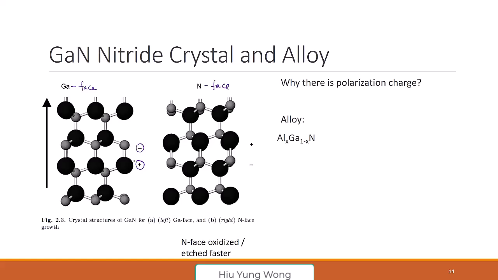What is this? Do you remember what this is? When you have this plus and minus, what do we call it? Polarization. Polarization. And before that, we said this is called dipole moment, right? And you have all this polarization, dipole moment everywhere. Eventually, you get polarization charge.